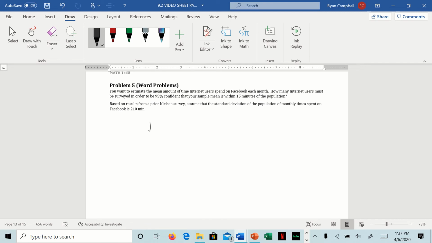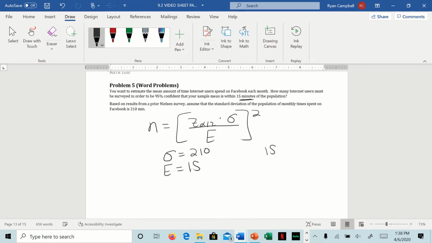So we use our formula. So critical value times sigma divided by E, squared. So as always, we need to make sure to do critical value last. So population standard deviation is 210. E is 15. Notice this is 15 minutes, right? So last time it could say something like 15 percentage points, right? And that's why we knew we need to change it to 0.15. But since this is just 15 minutes, right, we leave it like it is, just 15.